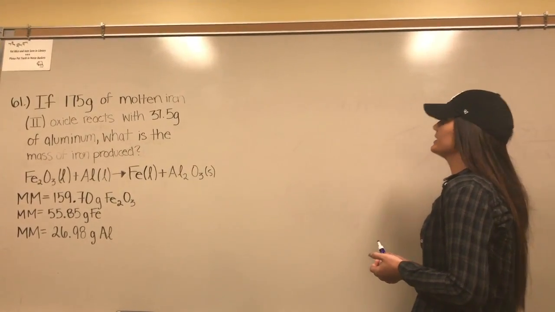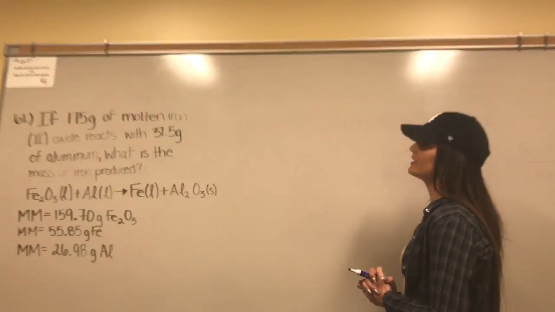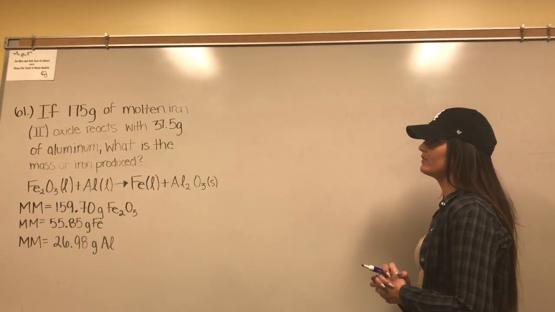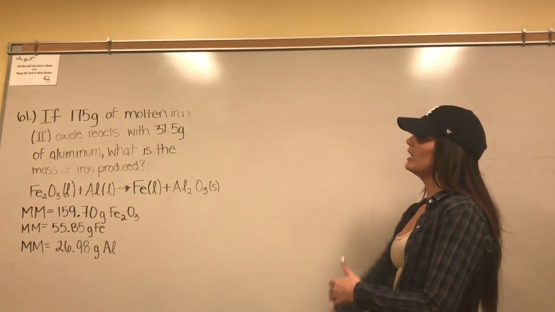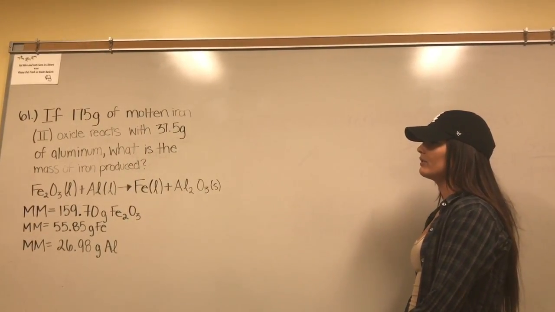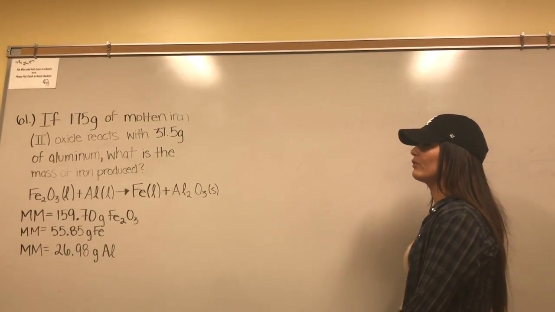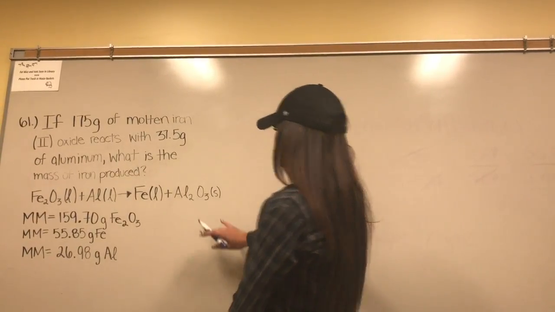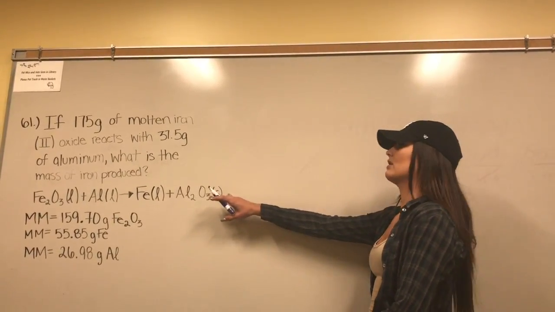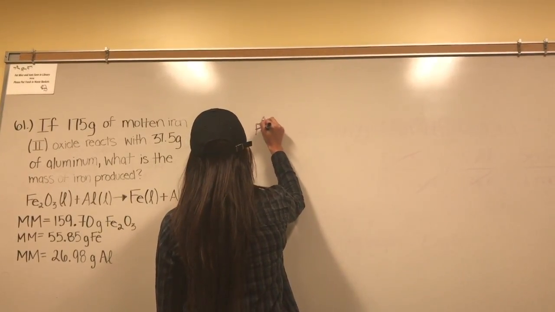Alright, so I had problem 61, and the question is, if 175 grams of molten iron(III) oxide reacts with 37.5 grams of aluminum, what is the mass of iron produced? The equation is right here, and it's Fe2O3 in liquid form plus Al in liquid form reacts to Fe in liquid form plus Al2O3 in solid form. So first off, we're gonna have to balance our equation because this is not balanced.